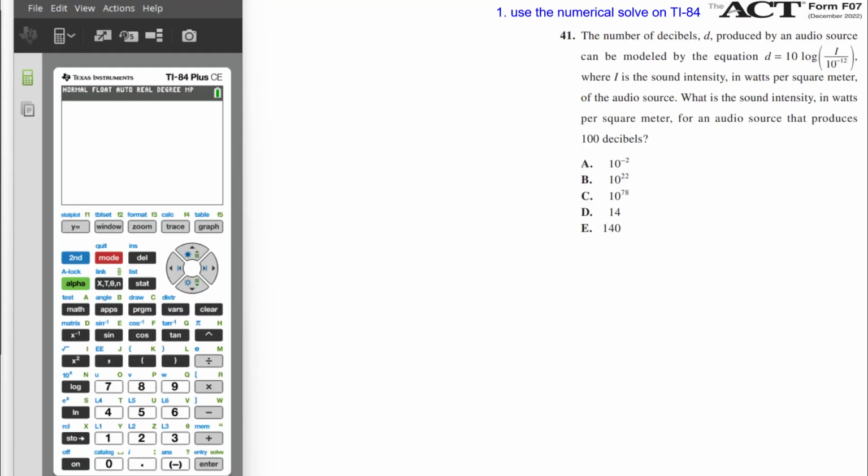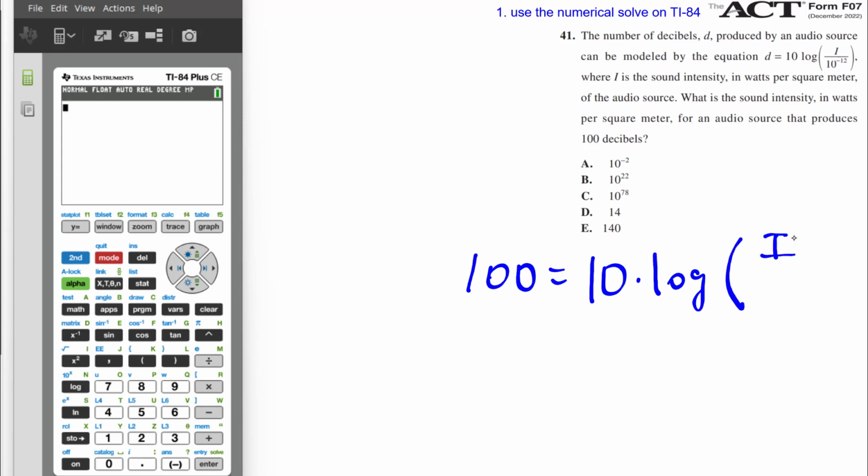First way is to use the numerical solve feature on the TI-84. First, what we're going to have to do, though, is substitute the 100 decibels in for the letter D. And so we're going to get the equation 100 is equal to 10 times the logarithm of the quotient of the intensity divided by 10 to the negative 12 power. And what we're going to do is use the numerical solve feature to solve that equation for I. We will use the letter X, though, when we type it in to the calculator.